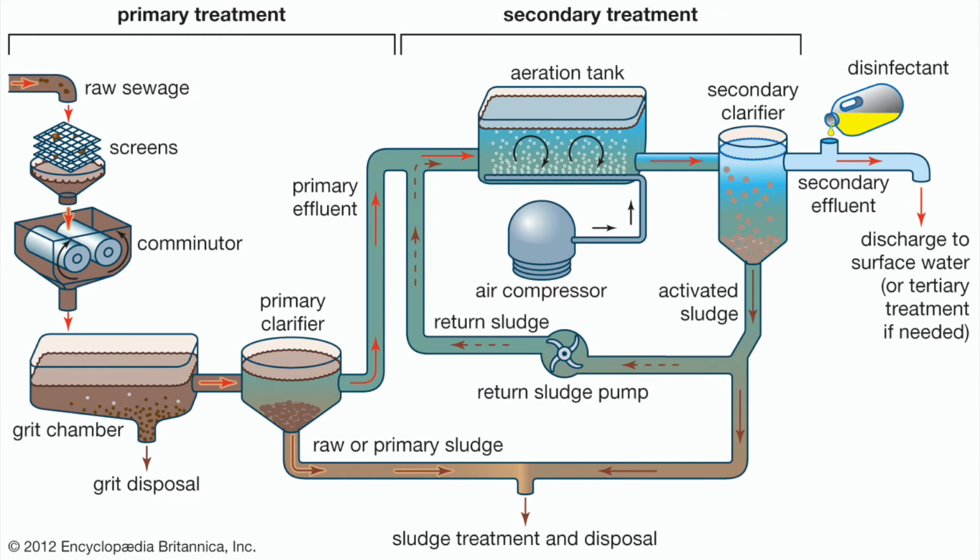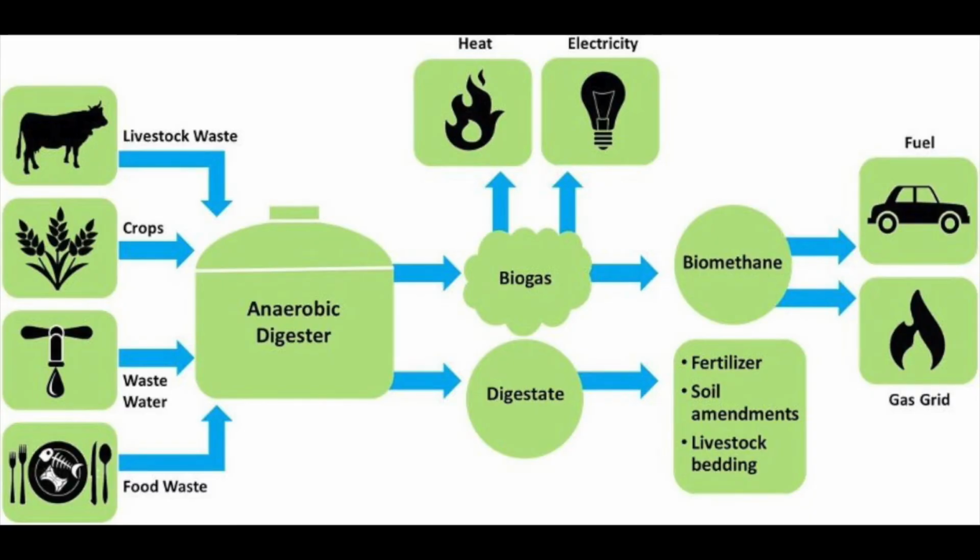The activated sludge produced, along with the sludge produced in the primary process, is transferred to the digester where it is then decomposed by anaerobic bacteria. Biogas is produced in this process, which can be used as fuel or it can be used to produce electricity.